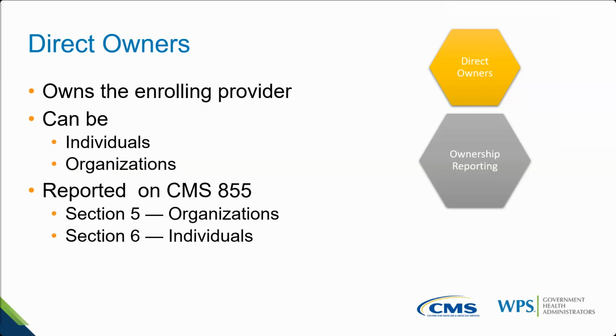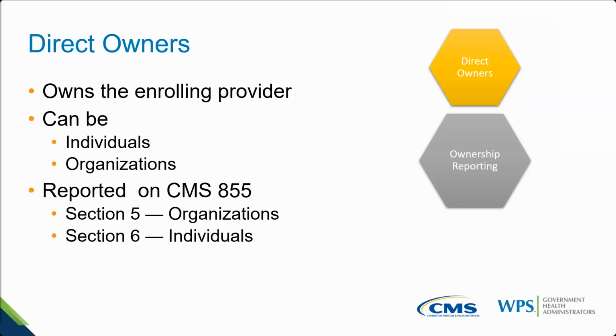So when you're filling out your CMS 855 application, it's the provider that the PTAN, or the Provider Transaction Access Number, is being reported for. So Section 2 is who you're looking for, or the owners that you're looking for is of the entity in Section 4. Now this can be individuals. We can have an organization that has one owner or 100 owners, but actual people who have an ownership interest in that entity. They need to be reported in Section 6 of the CMS 855, and that's whether it's a CMS 855B or an 855A.